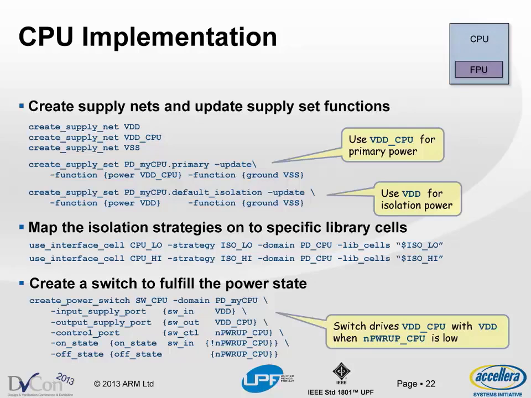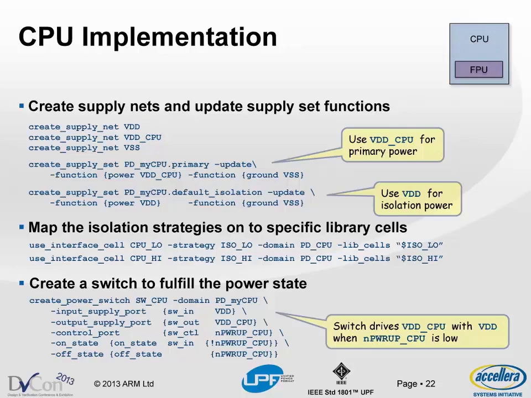In order to implement it, we're now going to have to name our supply set. So we're going to create some supply nets. And I've chosen to create supply net VDD and a VDD_CPU and a VSS. And then I'm going to update the supply sets. And I'm going to say that the function power is hooked up to VDD_CPU for the primary supply. And the function power is hooked up to VDD for the isolation supply. And this is the technology-specific bit where we're mapping the various isolation strategies to specific isolation cells if the EDA tools can't infer them for themselves.